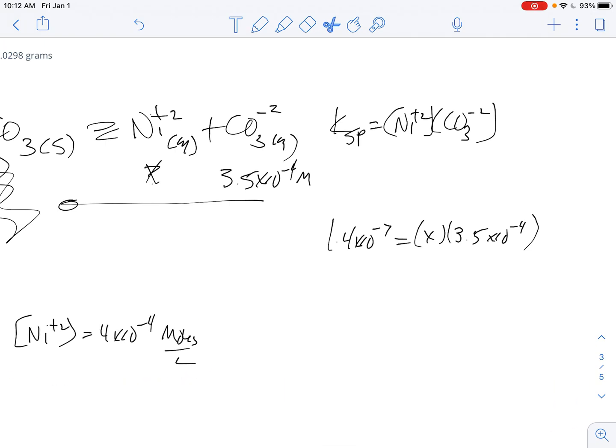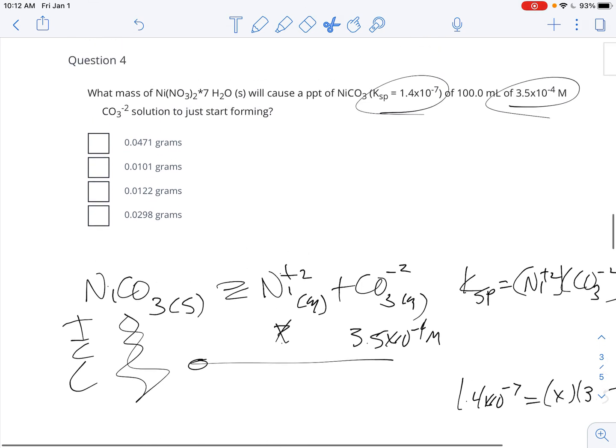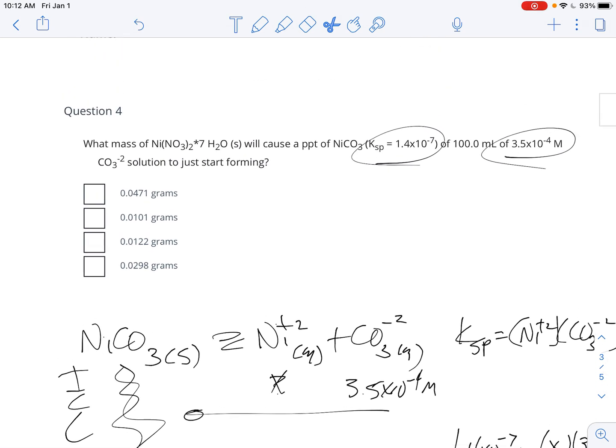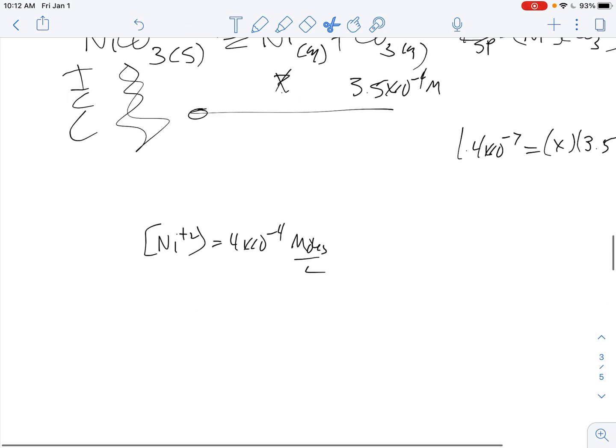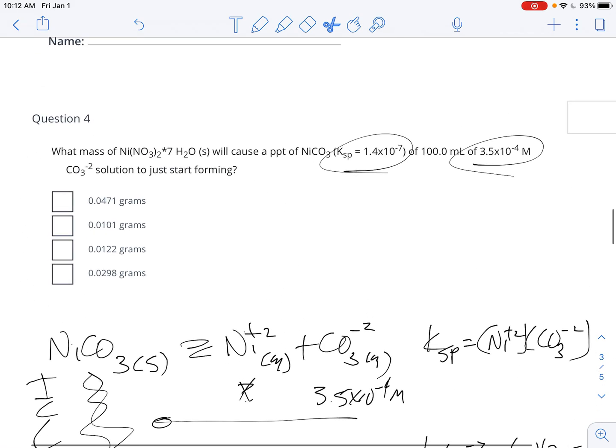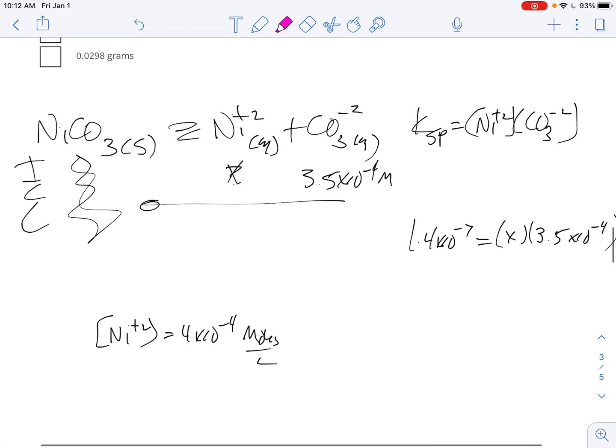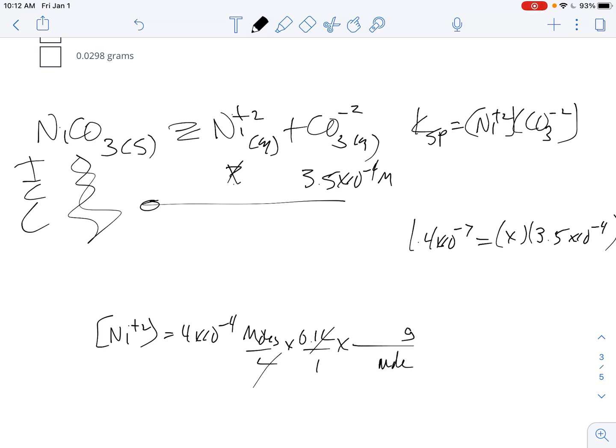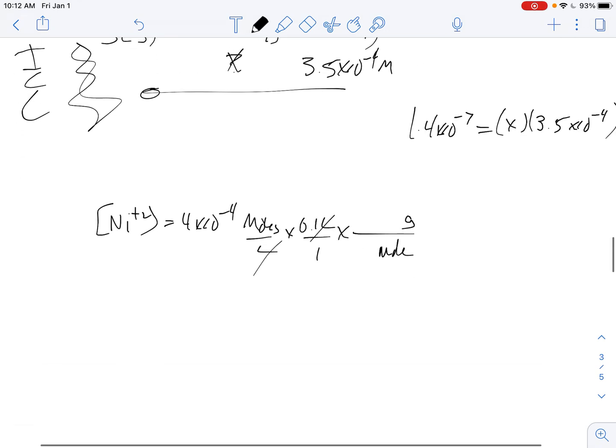So if that is in moles per liter, all they want to know now is how many grams it's going to cause. Well, we're going to be doing it in a 0.1 liter solution, 100 milliliters, which is 0.1 liters. So we're going to multiply this by 0.1 liters in order to kill the liters. Now I'm in moles, so all I have to do is multiply this by the number of grams per mole, and we are done.